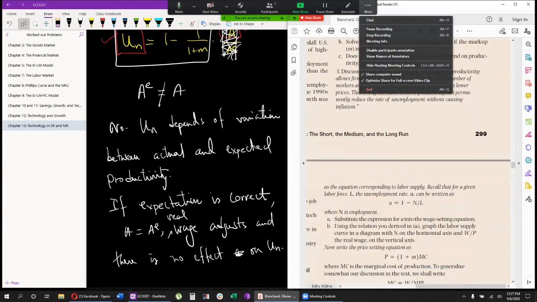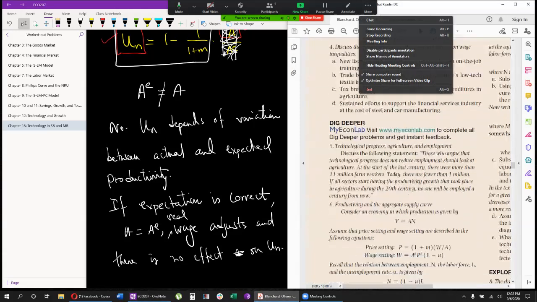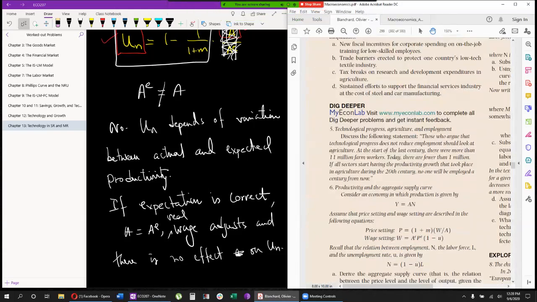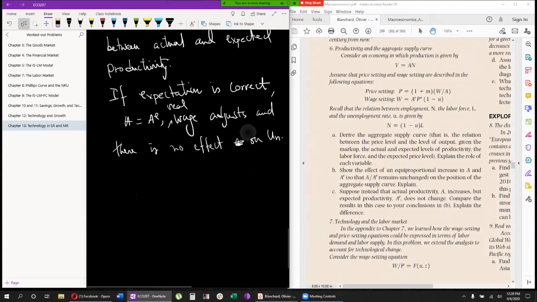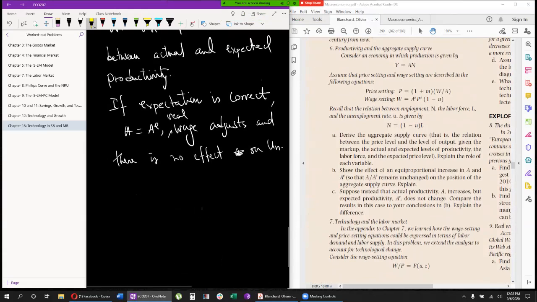So now let's move on to number 6. And as I said, I'm not going to be doing the entire 6. I'll just be doing part of it. I'll be doing part A, and then parts B and C are explanations, which you guys will be doing. Okay. Let's start with 6.